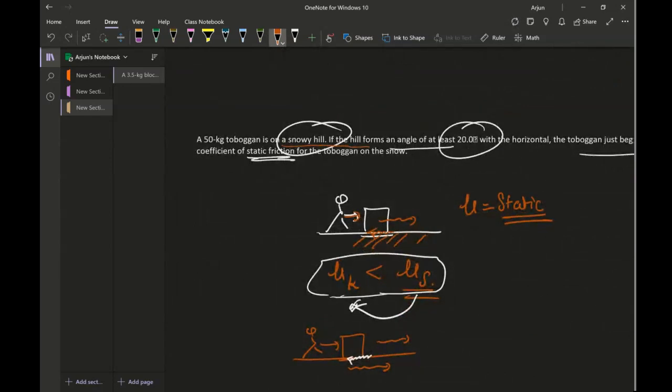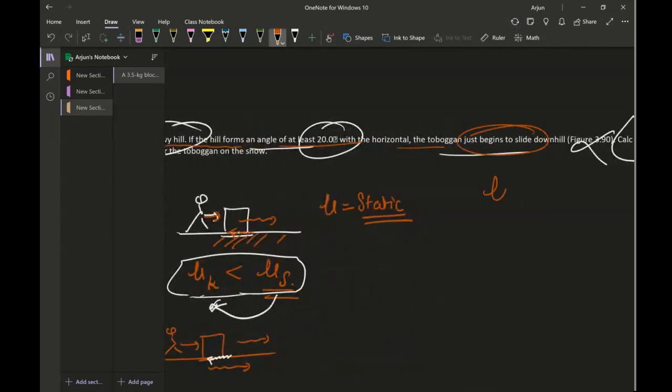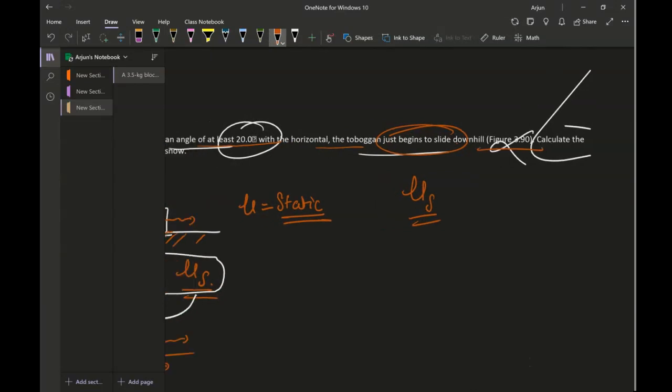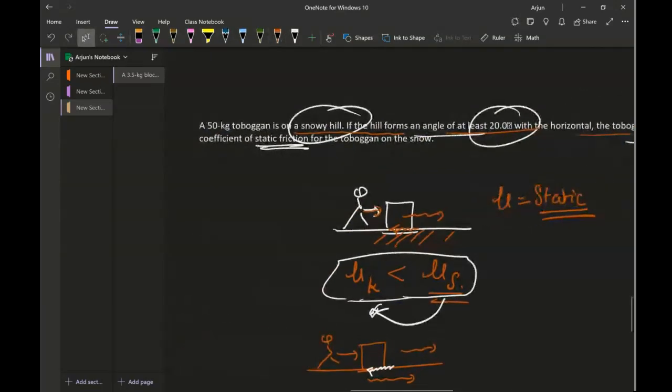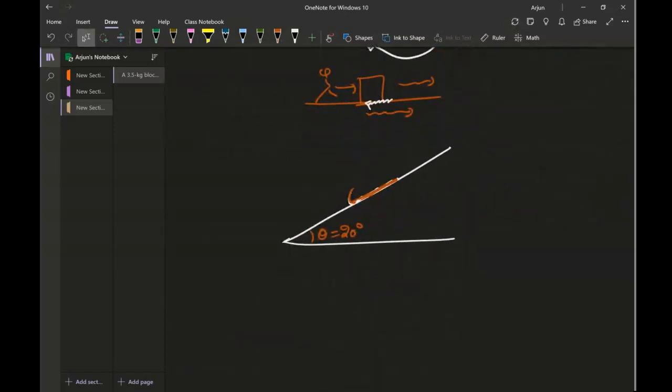A 50 kg toboggan on a snowy hill forms an angle of 20 degrees, and the toboggan begins to slide. Begins to slide means I will consider the static, right? Begins or about to, that means you have to consider the static coefficient of friction down the hill, and calculate the coefficient of static friction. Coefficient of static friction, mu, is what we are looking for. 50 kg is the mass for the toboggan.